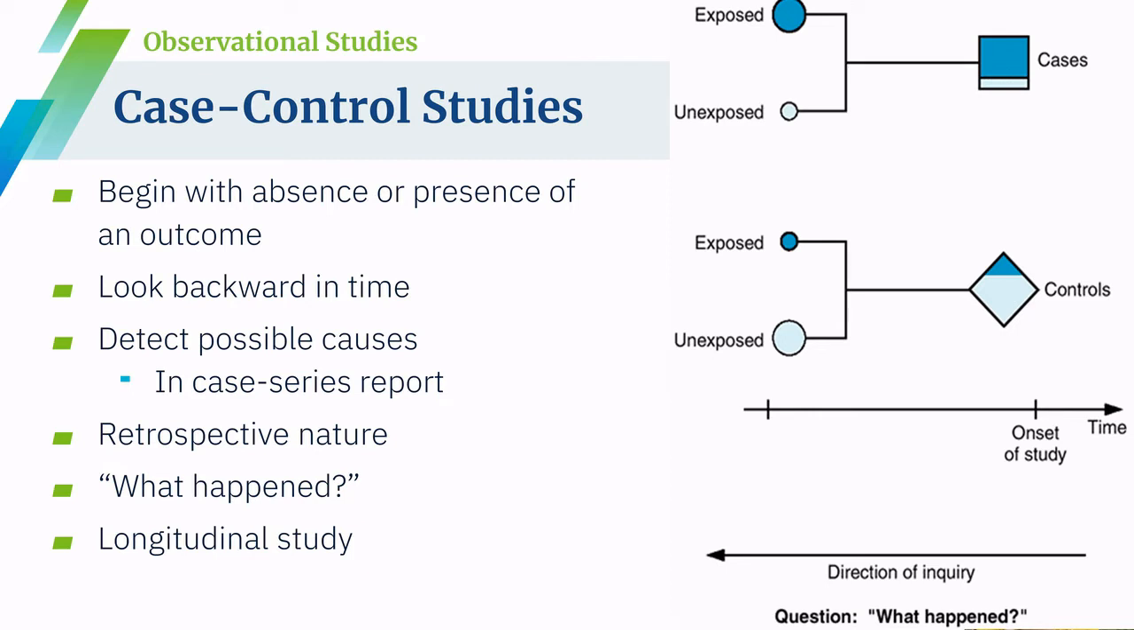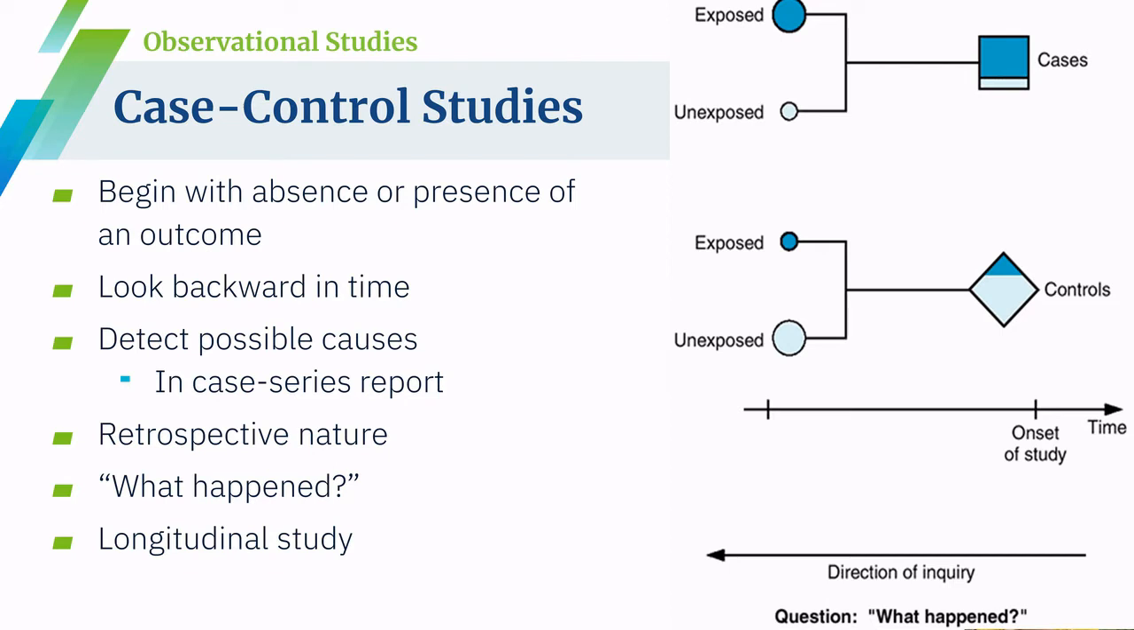In case control designs, the nature of the inquiry is backward in time, as indicated by the arrows pointing backward in the figure to illustrate the backward, or retrospective, nature of the research process. We can characterize case control studies as studies that ask what happened. In fact, they are sometimes called retrospective studies because of the direction of inquiry. Case control studies are longitudinal as well, because the inquiry covers a period of time.